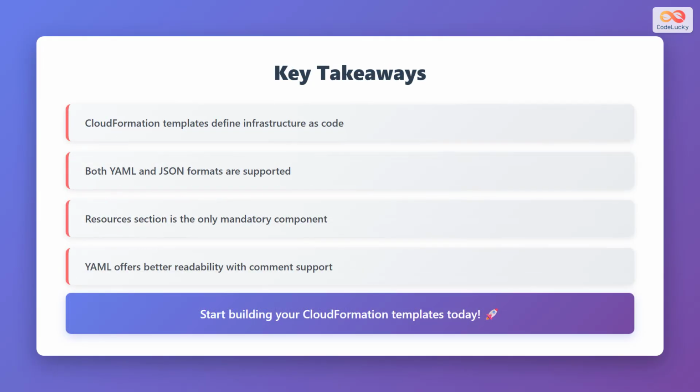Let's recap the key takeaways from this lesson. CloudFormation templates define your infrastructure as code, enabling automation and consistency. Both YAML and JSON formats are fully supported by AWS CloudFormation. The resources section is the only mandatory component, and every template must include at least one resource definition. YAML offers better readability with comment support, making it the preferred choice for most use cases. Now that you understand template structure and syntax, you're ready to start building your own CloudFormation templates.